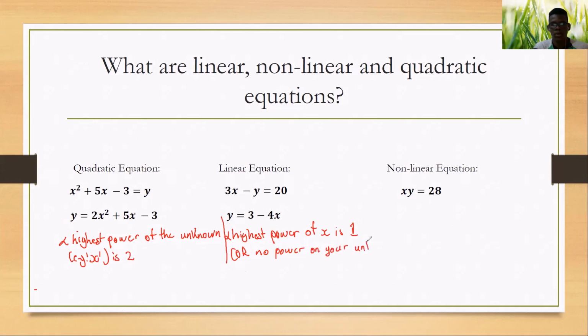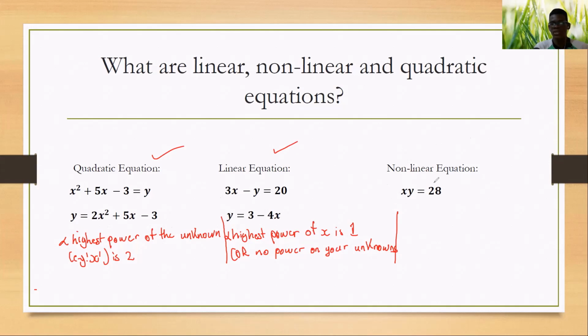No power on your unknowns, right? There's no power on these unknowns. It's a linear equation. Just look for those things. And the chances are, if there are no powers on the unknown and the highest power of x is not 2, if you don't see this or this, then chances are it's a nonlinear equation, right? If it doesn't fall under linear or quadratic, then you can always just throw it onto this very broad category, nonlinear.